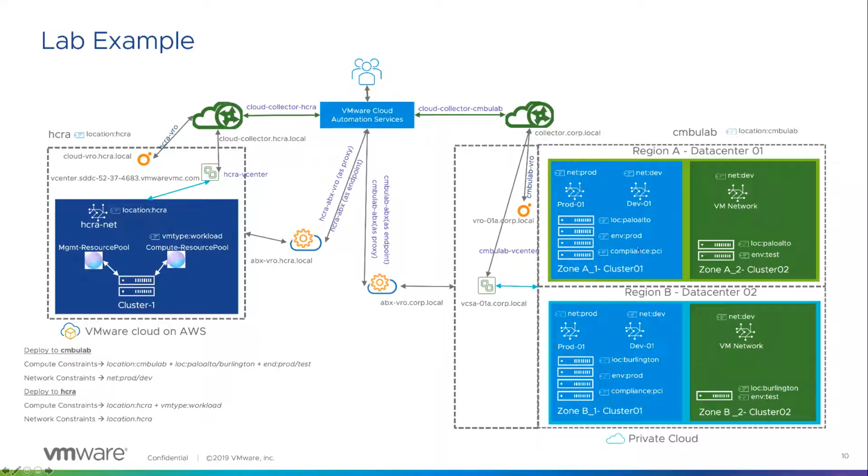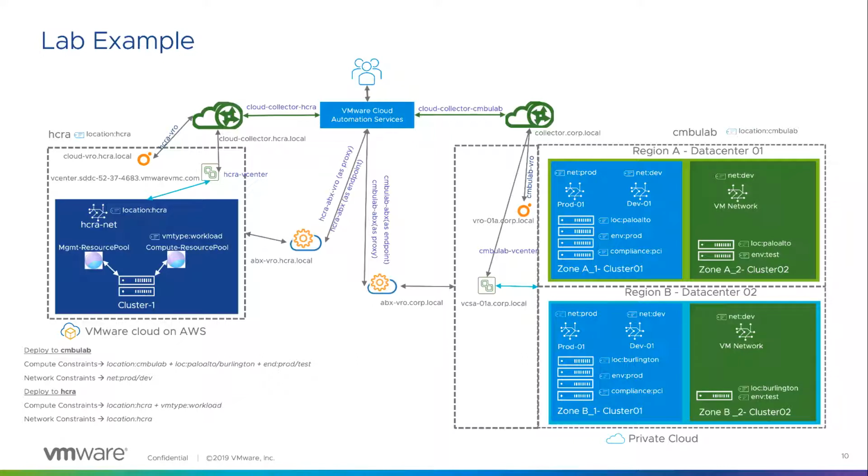Inside the production environment, I have networks: net production, net dev, prod, and then dev environment. And in the test environment, it's typically just the dev network that's available there, right? The other thing is, in both environments, if you see zone A and zone B, there is a separate segregation: one is in Palo Alto, another one is marked as Burlington.